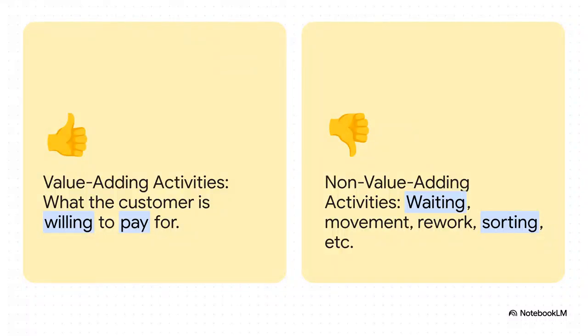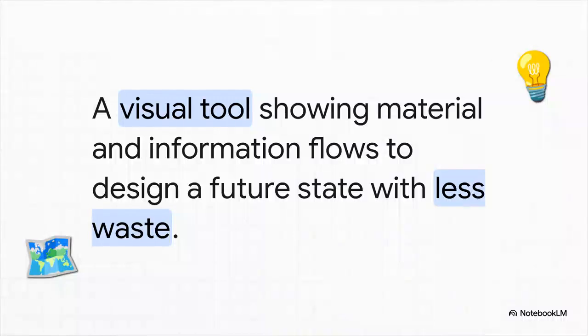It's pure waste. This is why a value stream map is so brilliant. You create this visual flowchart of your entire process, showing every step, every delay, every single handover. It gets the whole team on the same page, literally, allowing everyone to see the waste and then work together to design a leaner, better future.